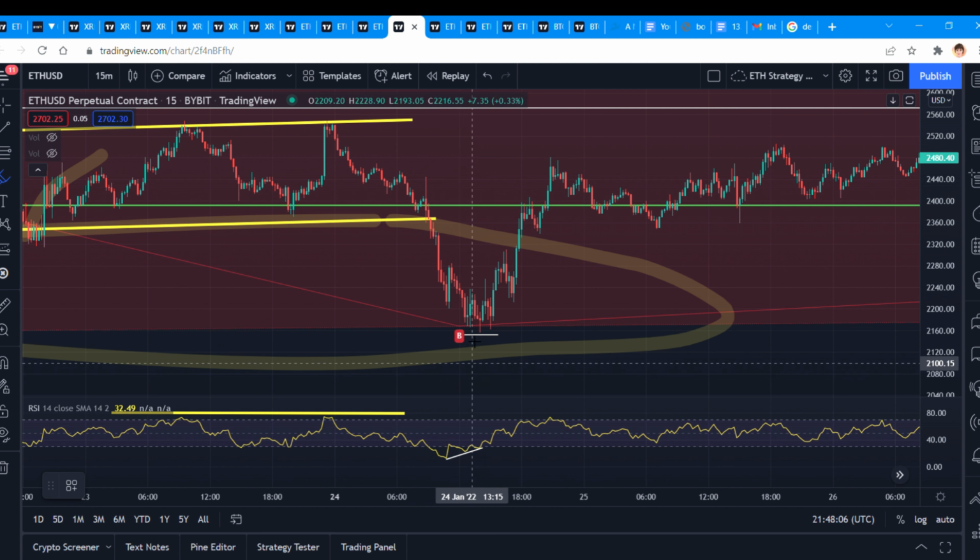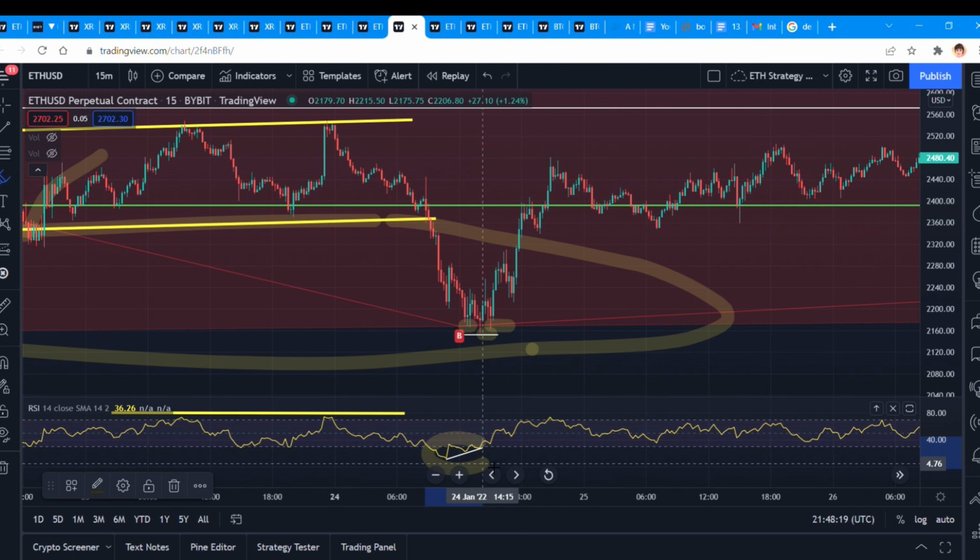But then here, we see rejection here, and rejection here. So 3 rejections at the bottom, and then the RSI does what? Goes up. Momentum goes up.